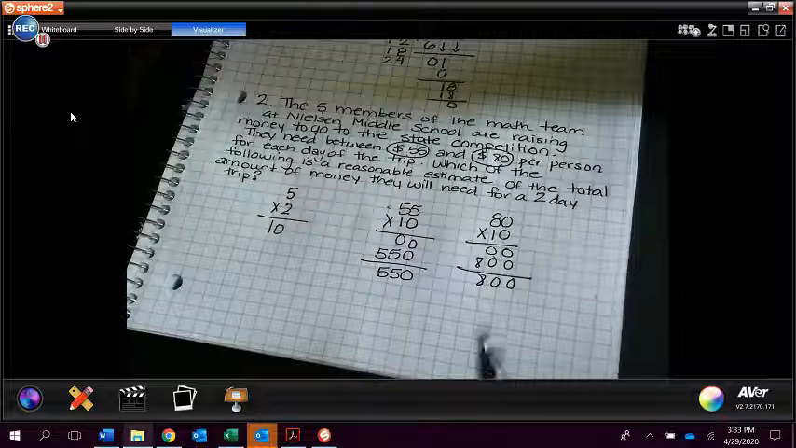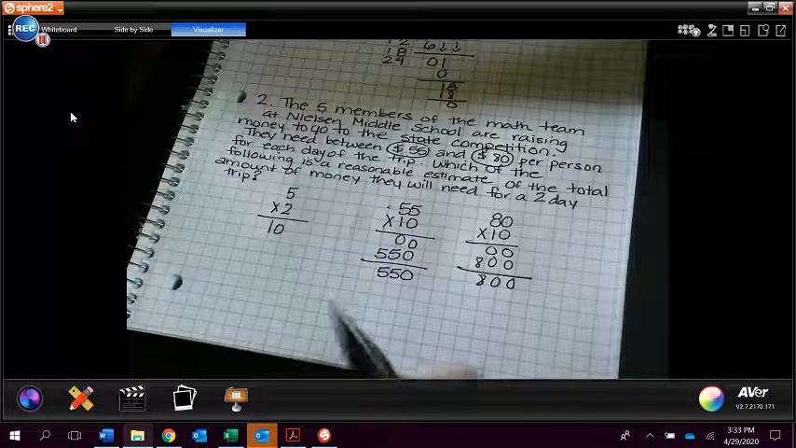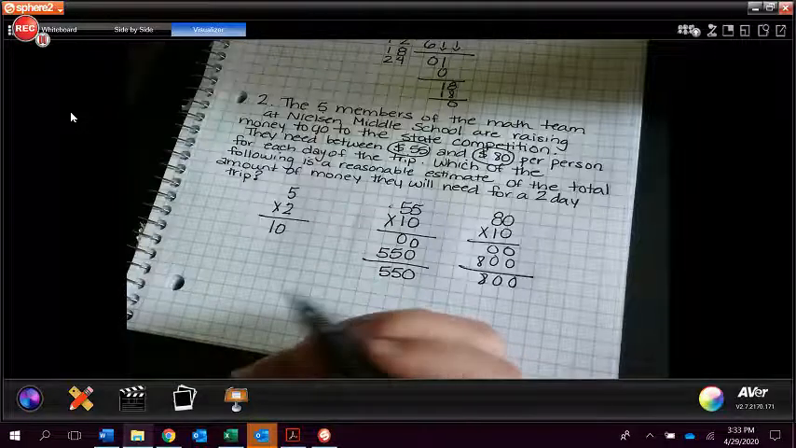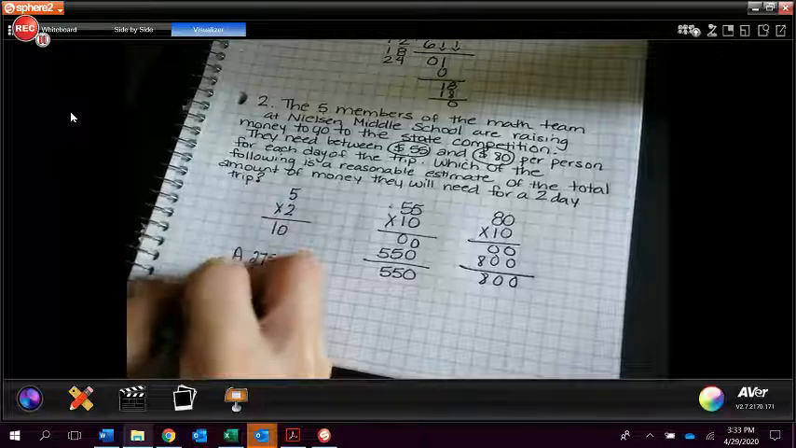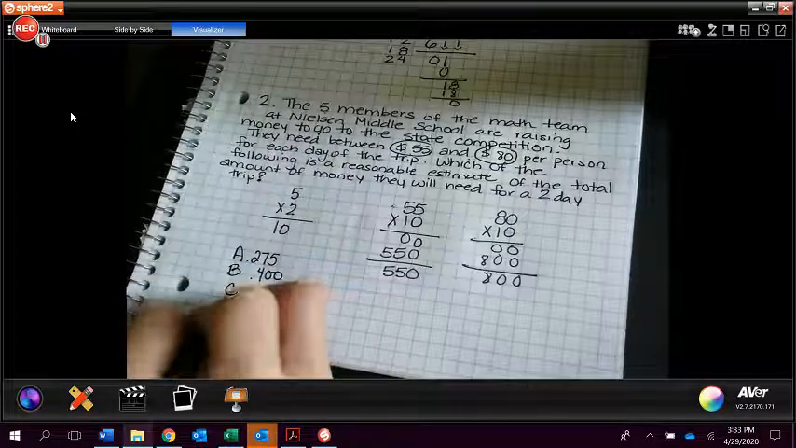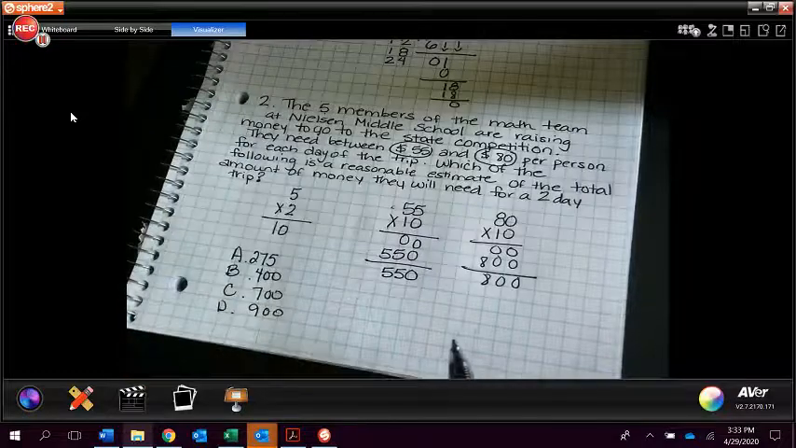So it's asking how much money would they need for the whole 2 days trip. If you look at your answer choices, you have letter A, 275. We have B, 400, C, 700, and then D, 900. Which is the best estimate?